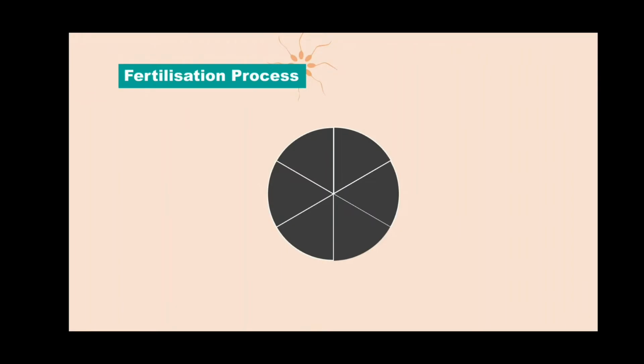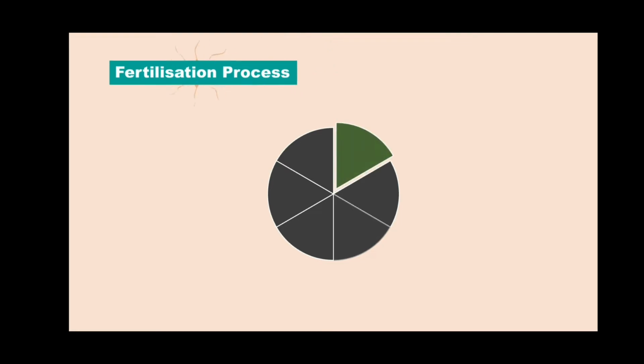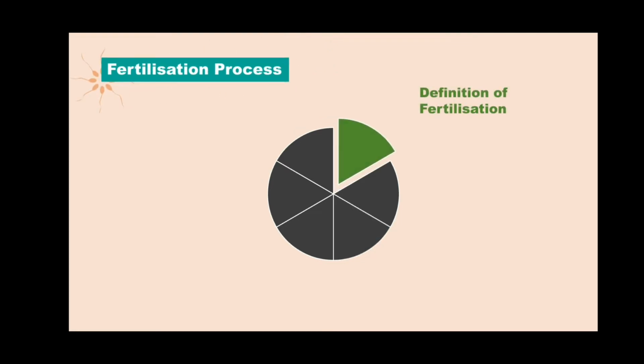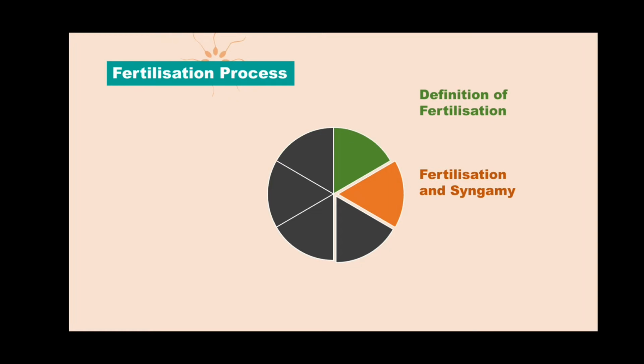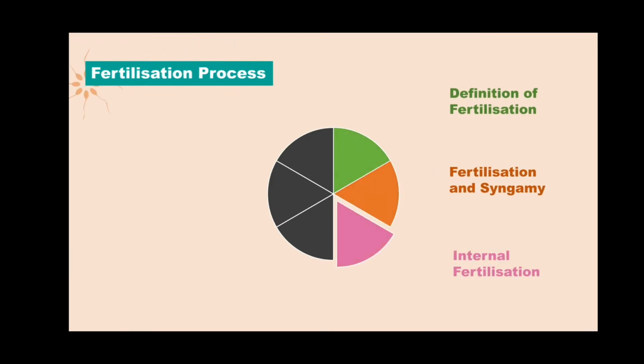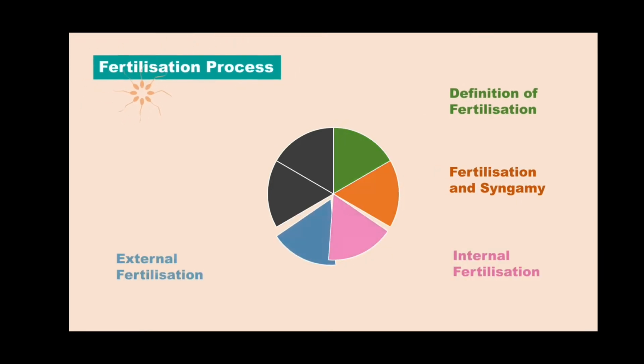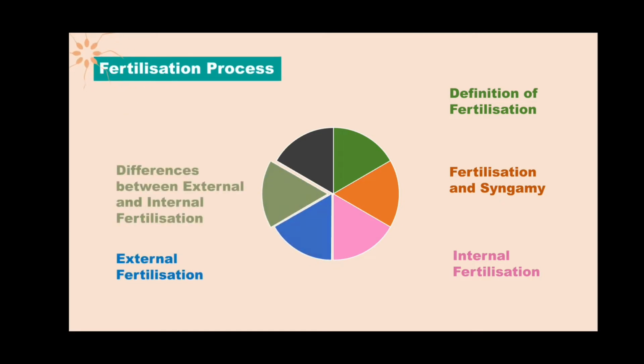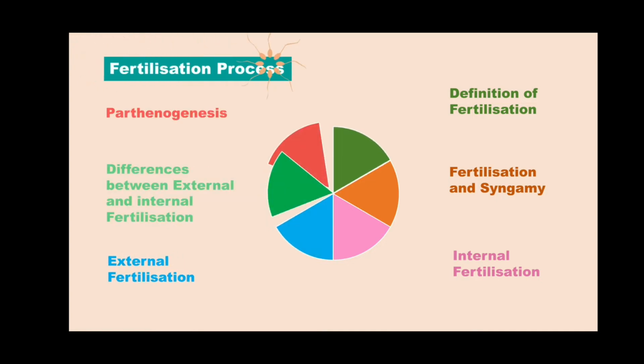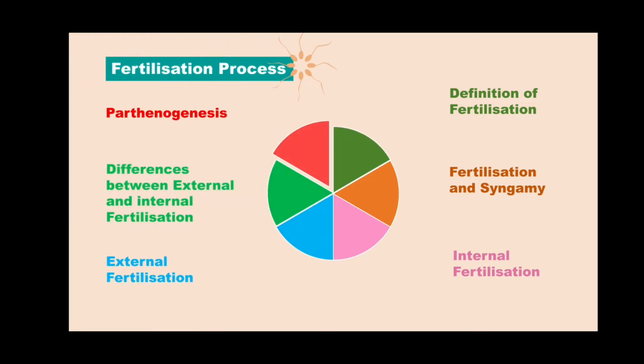Fertilization process. Dear student, under this heading, you are learning about the definition of fertilization and syngamy, that is, a comparative study between fertilization and syngamy, internal fertilization, external fertilization, differences between external and internal fertilization, and finally parthenogenesis. Dear student, let us focus on all these factors one by one.